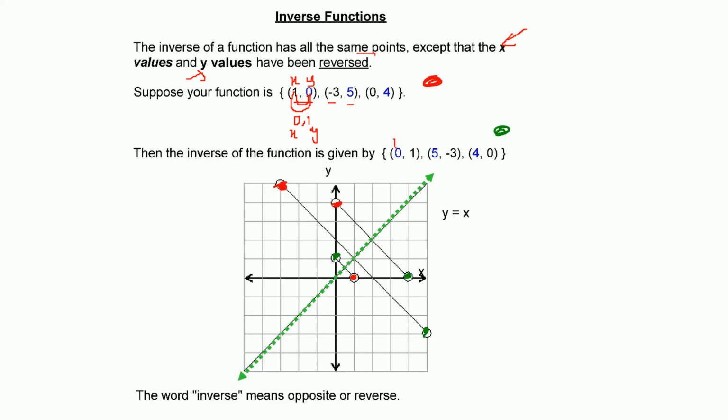So this is x, this is y now. So (0, 1), (5, -3) and (4, 0). This is the inverse of the function. An inverse simply means the opposite or reverse. It is not reciprocal. Please understand, inverse means opposite or reverse, not reciprocal.